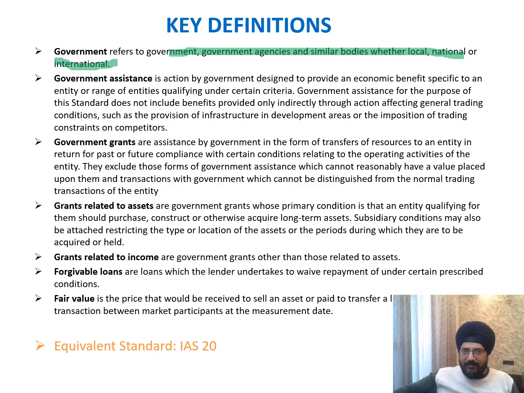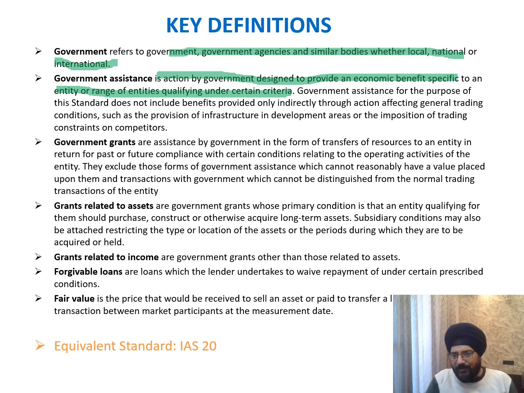Government assistance is the action by the government designed to provide an economic benefit specific to an entity or range of entities qualifying under certain criteria. Typically, government assistance is non-monetary, and these do not trigger any accounting event. It is just the disclosure that we need to make. Government assistance for the purpose of this standard does not include benefits provided indirectly through actions affecting general trading conditions, such as the provision of infrastructure in development areas or the imposition of trading constraints on competitors.